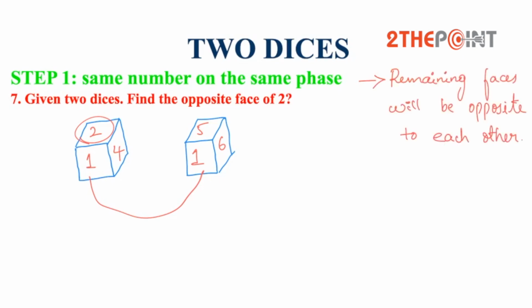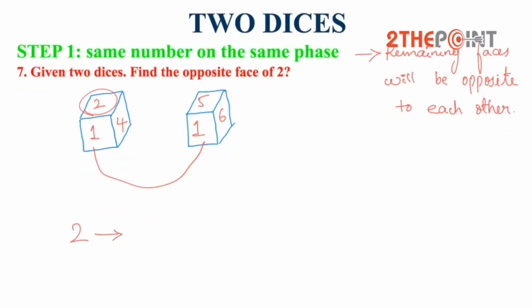Here clearly number 1 is on the same face, hence 2 is opposite to 5 and 4 is opposite to 6. Here you have been asked to find the opposite face of 2. Therefore clearly 5 is opposite to 2.